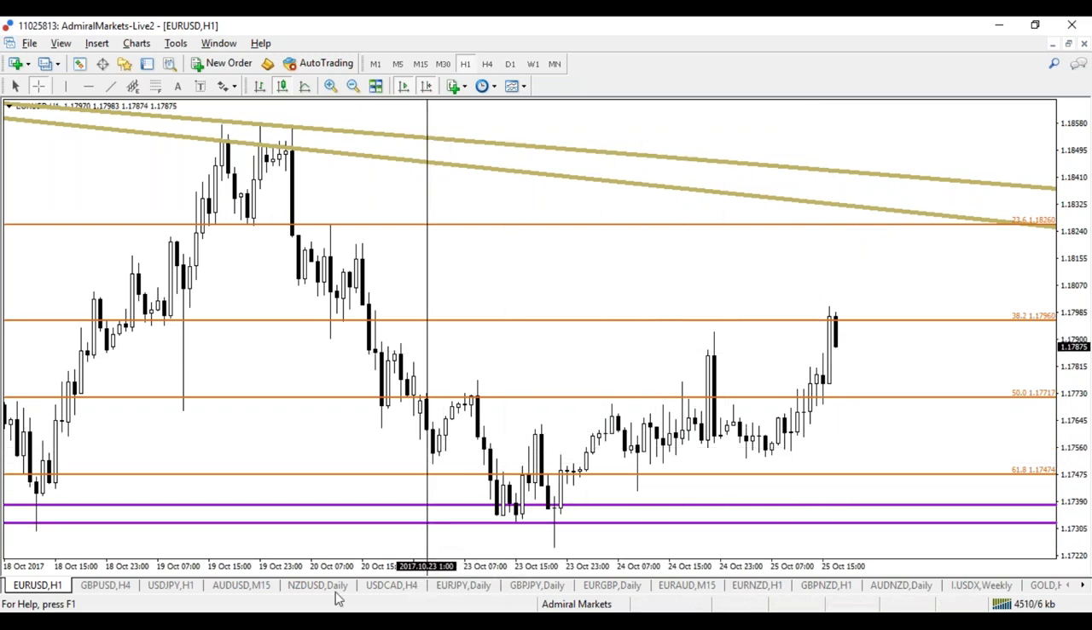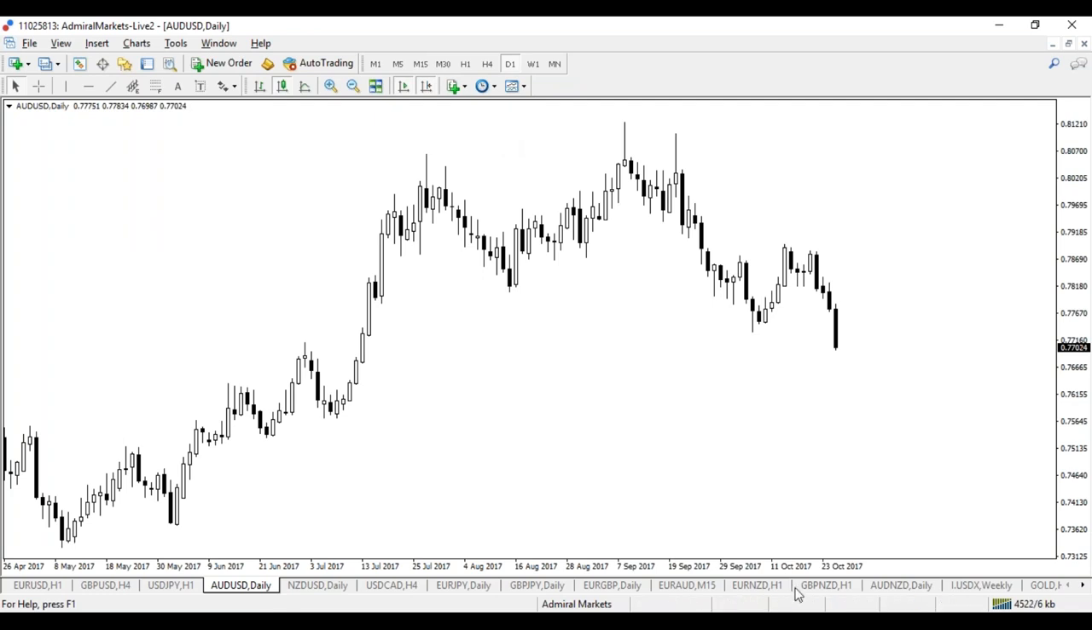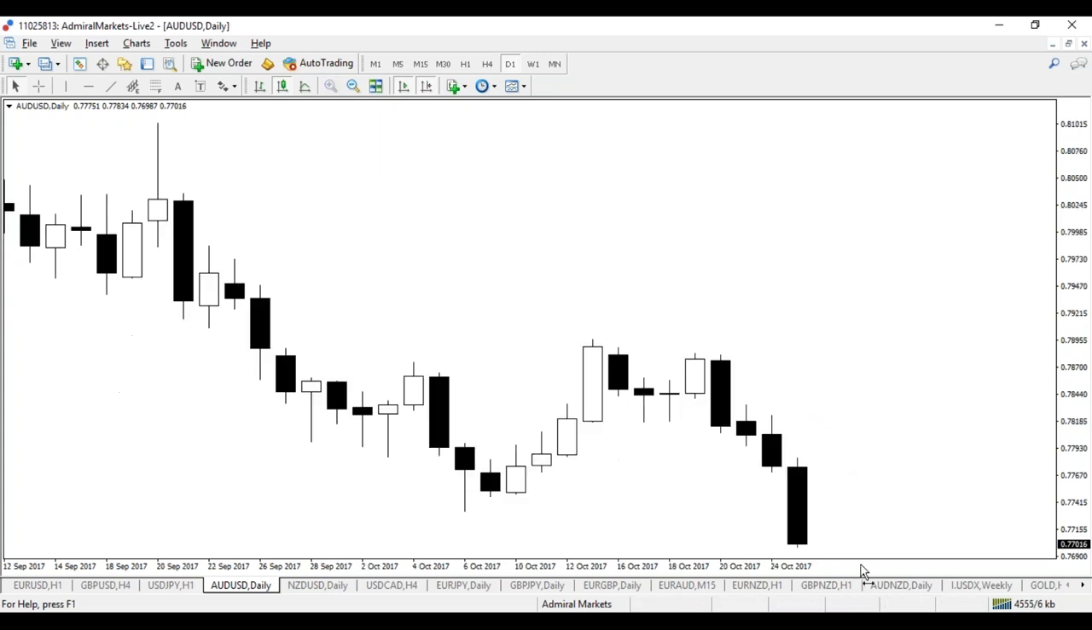Another great example was the Aussie. I was talking about the Aussie already in a video yesterday, and you can see that I was looking for a bearish candle there, a bearish candle to confirm the breakout to the downside. So what I was looking for was a bearish close near the low. There we go, right there. We had it.